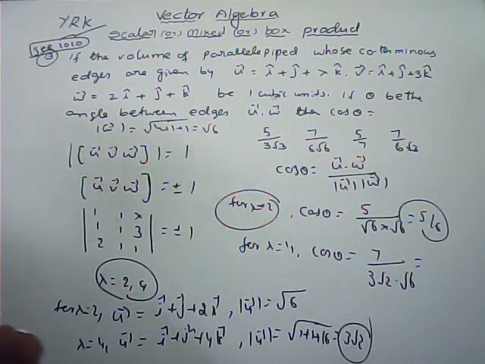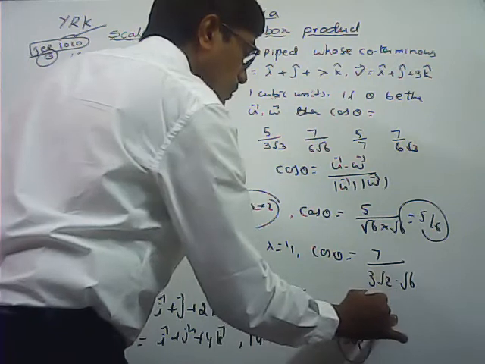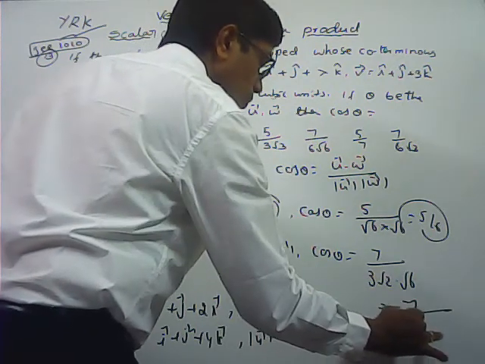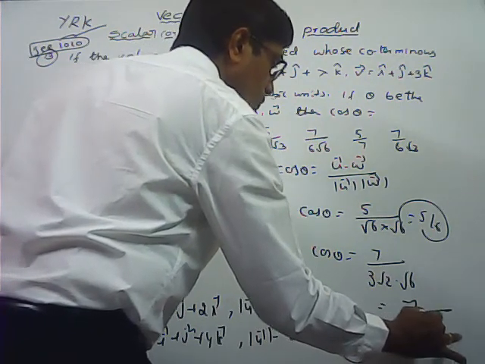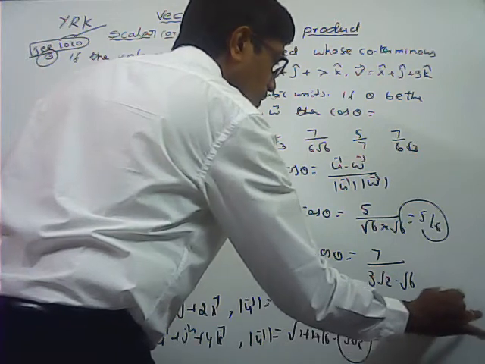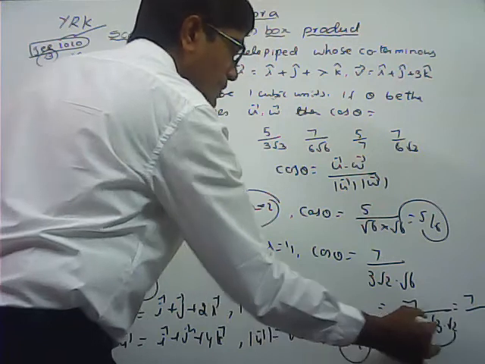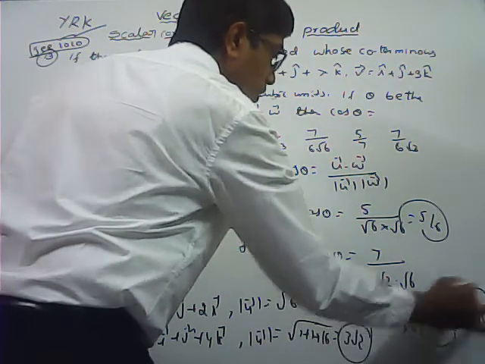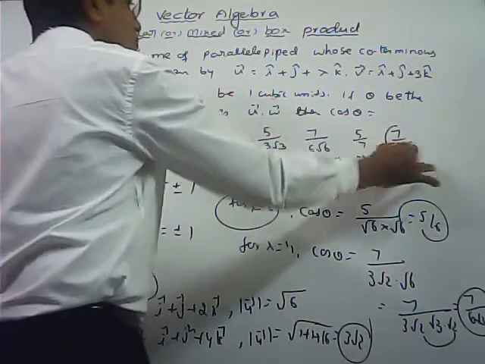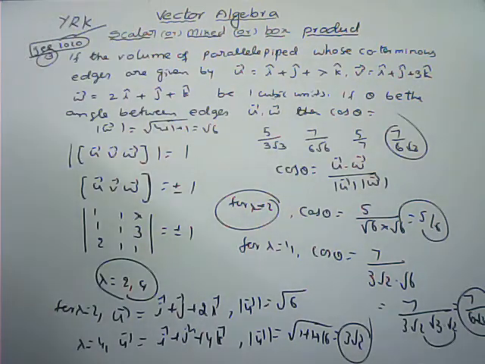So how much are we getting here? 7 by 3 root 2, root 3 into root 2 we can write. 7 by root 2 into root 2, 2. 2 3s are 6, root 3. 7 by 6 root 3. Here the option is there. For lambda we are getting 2 values, but for 2 values we are not getting 2 options. So lambda equals 4 is satisfying. The option is there.